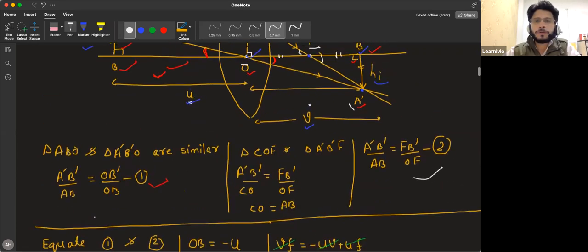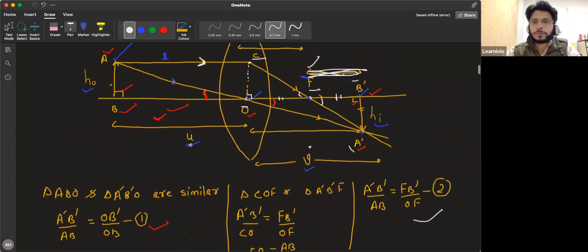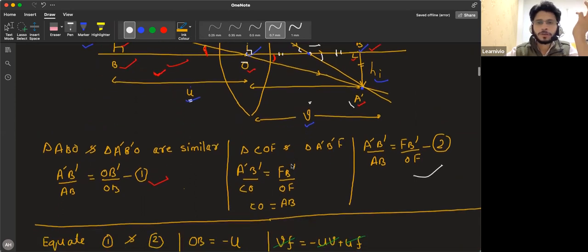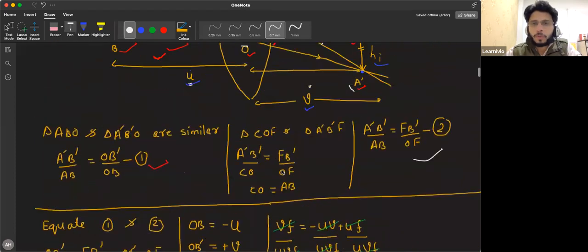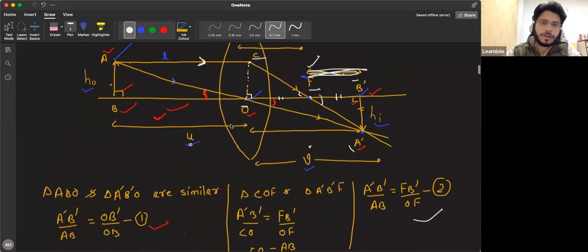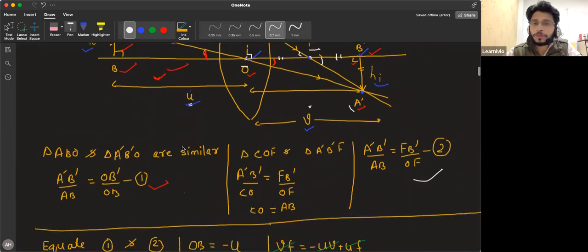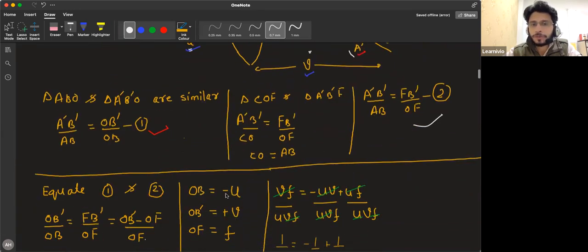What is OB prime here? Object distance, image distance V. We are going in the direction of light, so it's plus V. And what is OB? We are going in a direction opposite to that of light. That's object distance, minus U. So OB prime is plus V, OB is minus U.